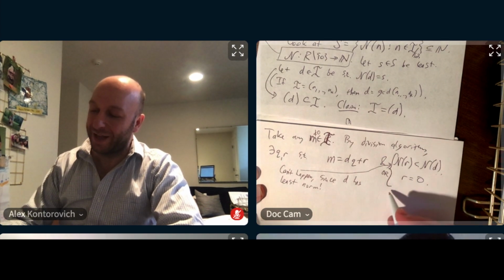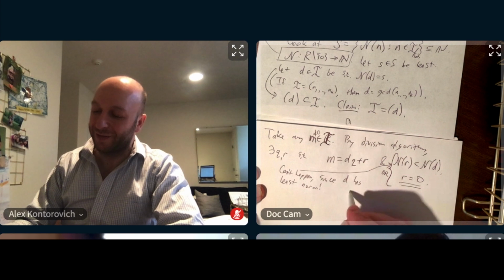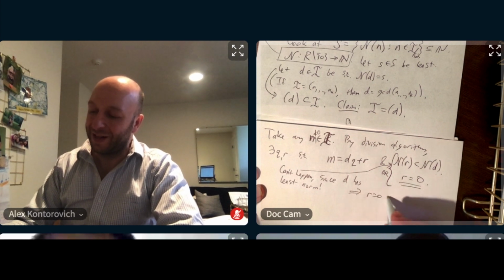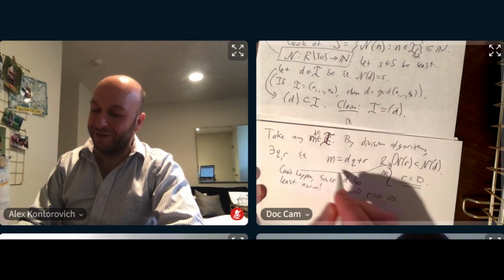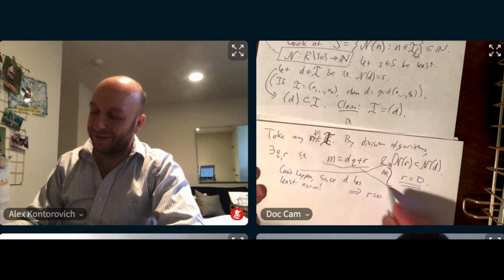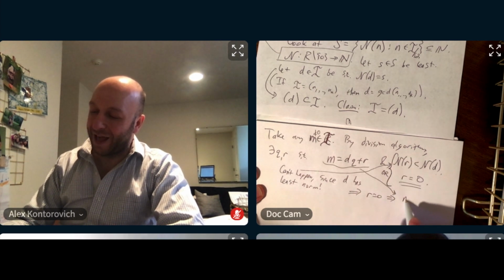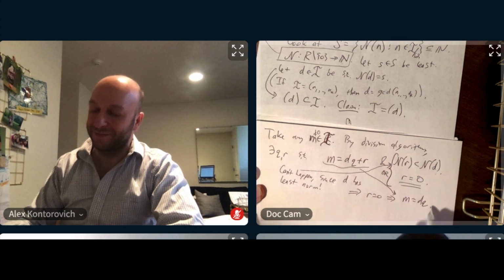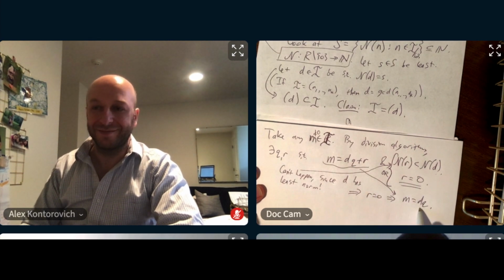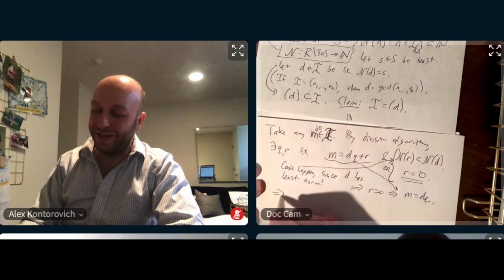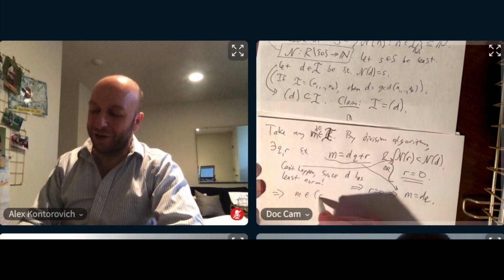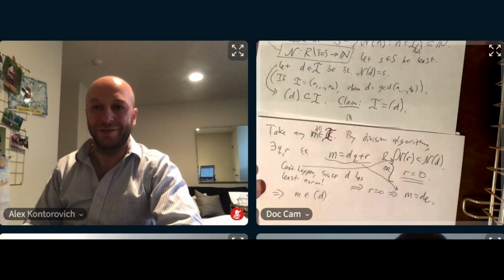And if that's the case, then we must have that R equals 0. That implies, in this equation, M is equal to DQ. In other words, M is a multiple of D. And if M is a multiple of D, then M is in the ideal generated by D, which is just the set of all multiples of D.